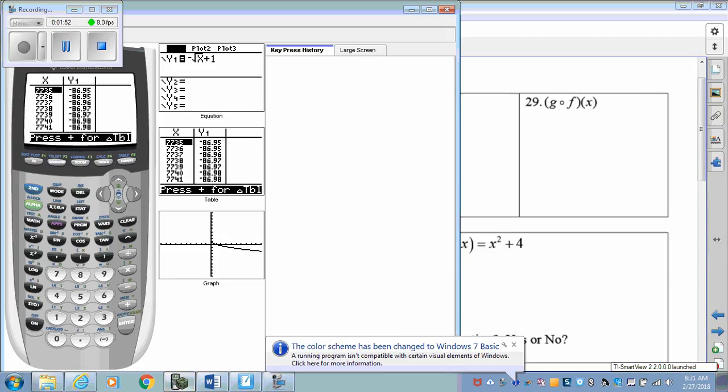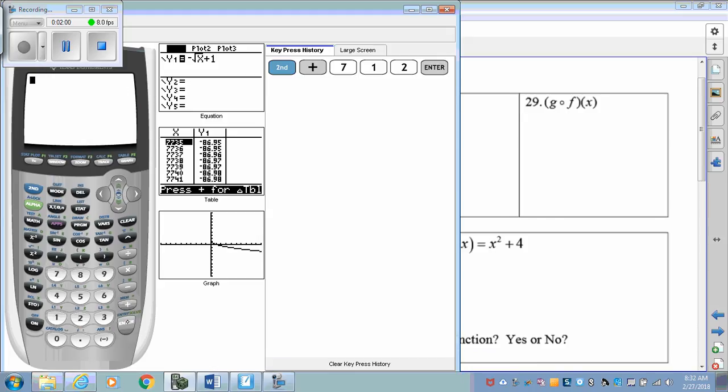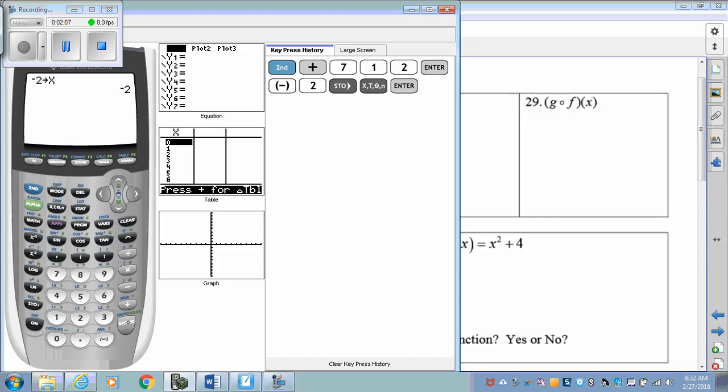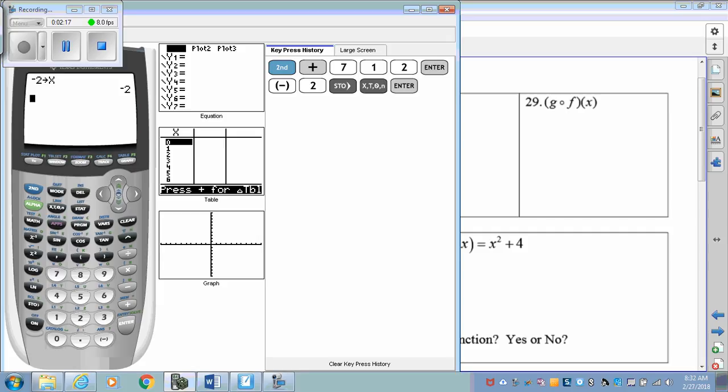But doing it this way, so let's clear out, let's clear our memory. So second plus 7, 1, 2, because my numbers were all crazy. All right, so now I'm going to do negative 2 store x and hit enter. And then I'm just going to type that expression that I had before, right? I have x squared plus 3 plus 4x. So x squared plus 3 plus 4x. And I get negative 1.